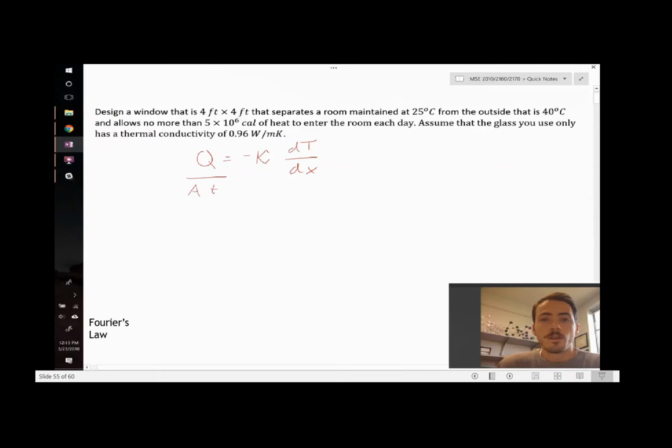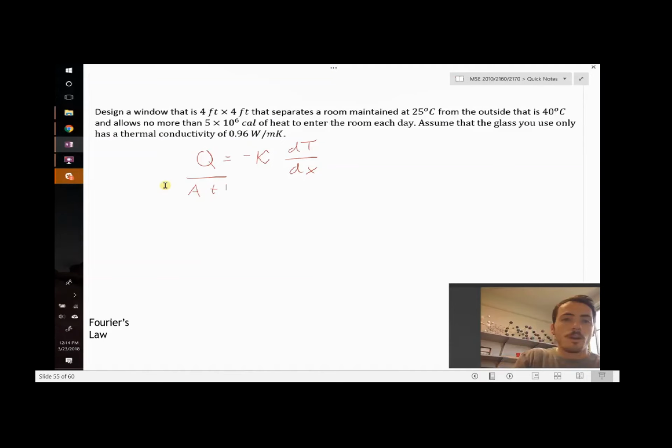So let's go ahead and start putting in values for the things that we know. First off, you'll notice that for this type of equation to work, we have to get our units correct. For example, the total heat that we're allowed to enter the room is in calories. But if you look at our thermal conductivity, that's given in watts per meter Kelvin, right? Watts is joules per second. So we should probably go ahead and convert from calories to joules.